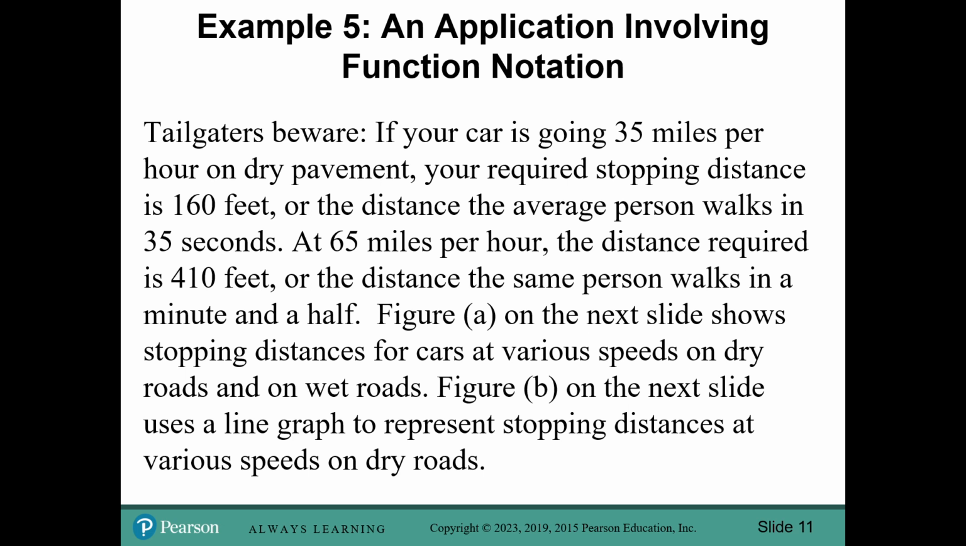Tailgaters beware. If your car is going 35 miles per hour on dry pavement, your required stopping distance is 160 feet, or the distance the average person walks in 35 seconds. At 65 miles per hour, the distance required is 410 feet, or the distance the same person walks in a minute and a half. Figure A on the next slide shows stopping distances for cars at various speeds on dry roads and on wet roads. Figure B on the next slide uses a line graph to represent stopping distances at various speeds on dry roads.